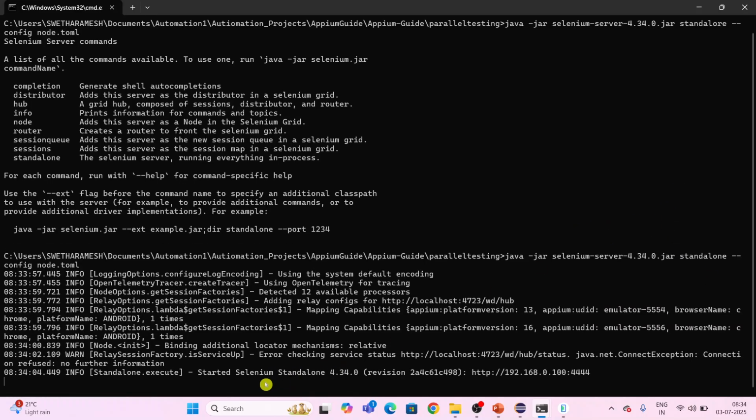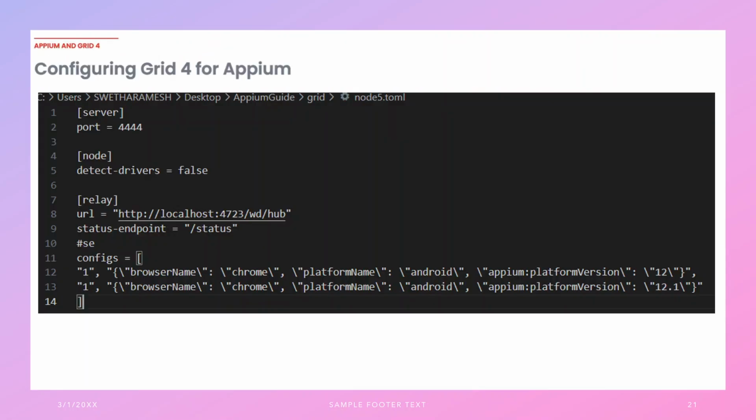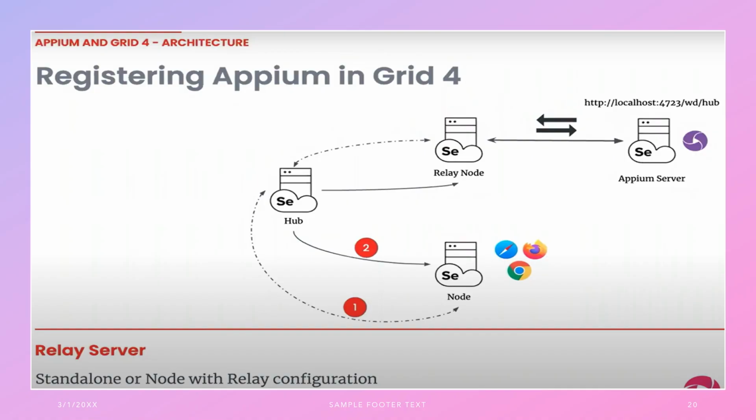See, it says error checking the service status, localhost 4723 wd hub status. It says connection refused. Why is it like that? Because the Appium server is not there. If you see this architecture, the Appium server should be there to receive the request, send the request and receive the response. This part is missing in the architecture, so that's why it is giving the error message.